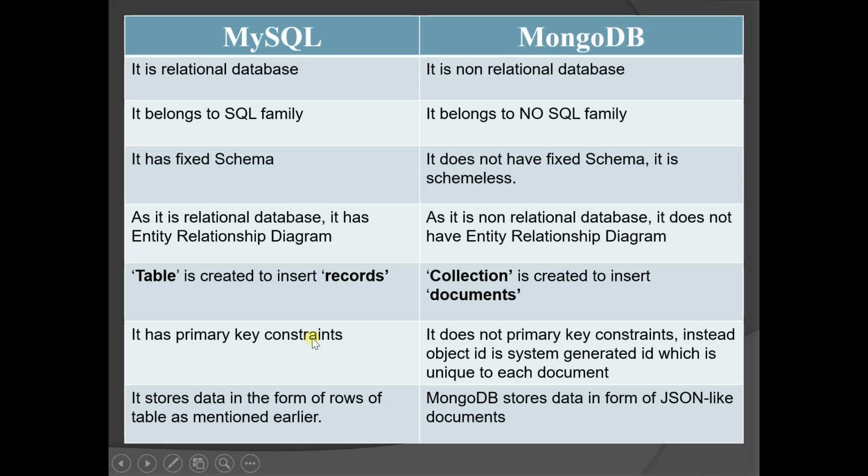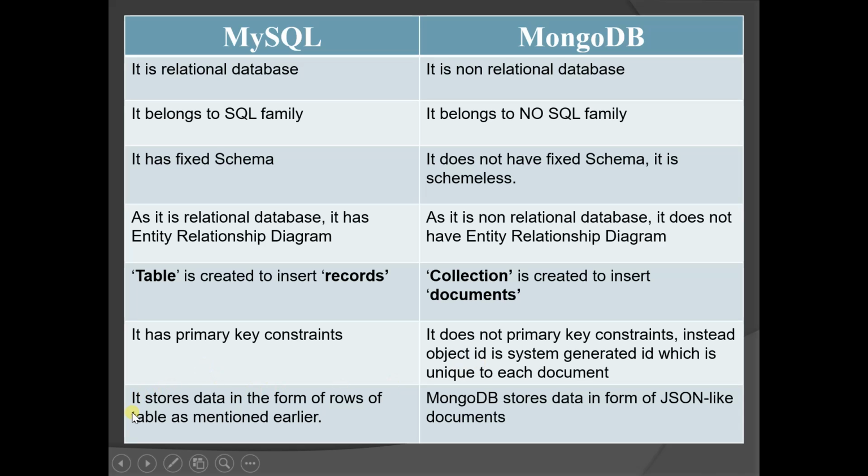We all know that a primary key is nothing but a unique key, a constraint which can be applied on an attribute which identifies records uniquely. That is called a primary key constraint. Whereas MongoDB does not have a primary key constraint. Instead, the object ID is a system-generated ID which is unique to each document. So the object ID is created by the system and is unique to each and every document.